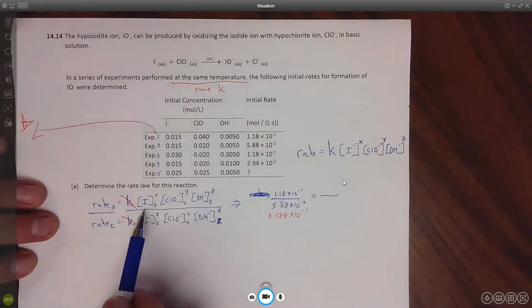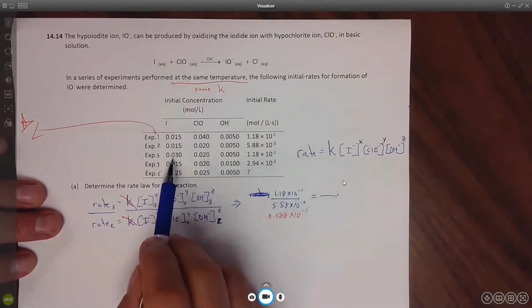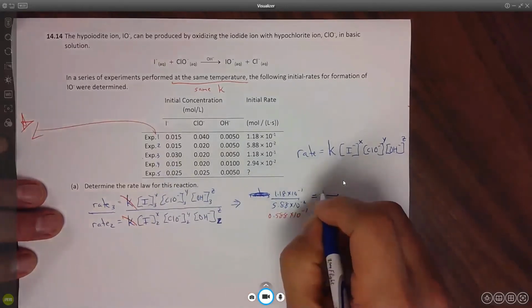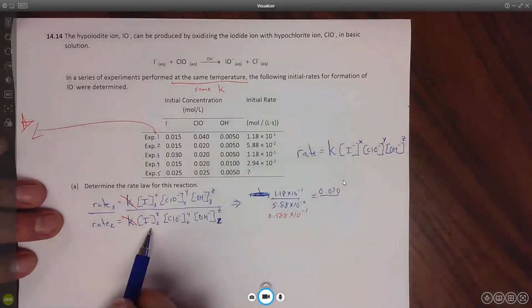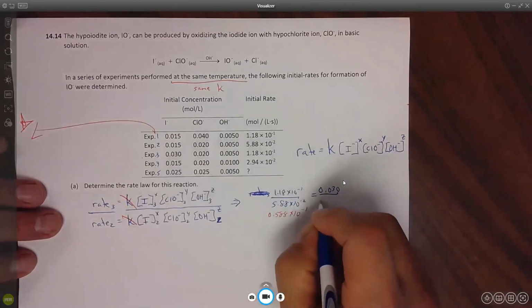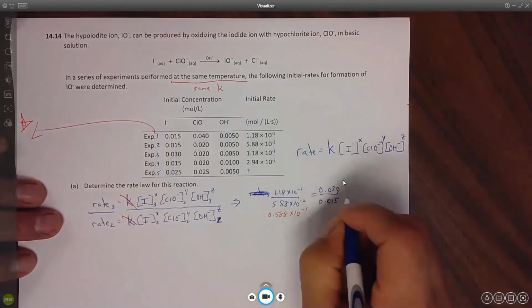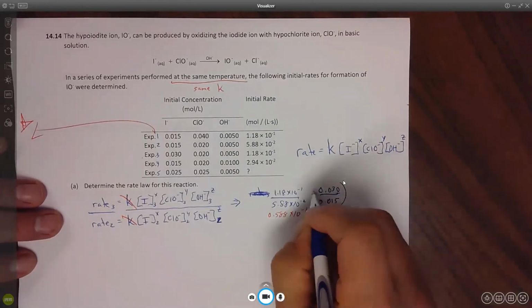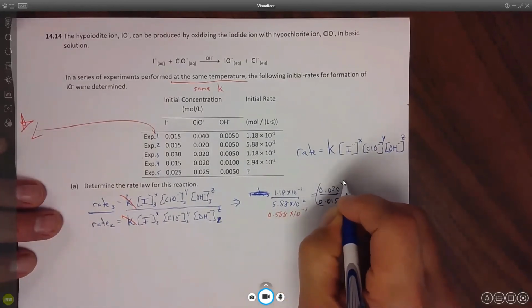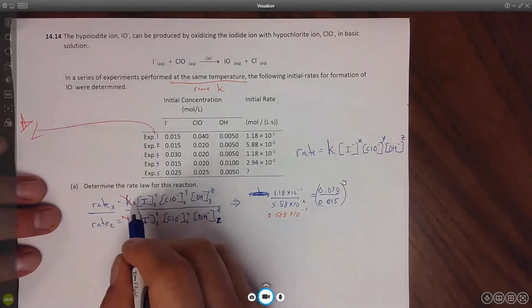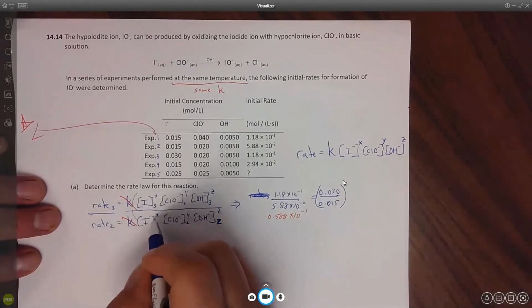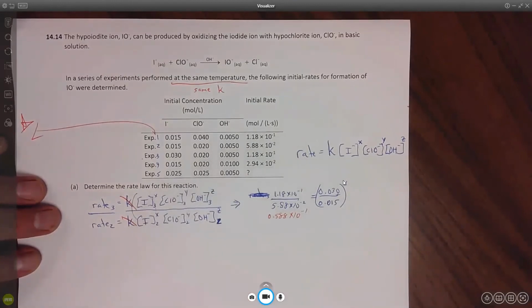We have this first one. So the iodine for experiment 3, which is 0.03. The iodine for experiment 2, which is 0.015. This is all going to be raised to the x, right? So properties, if I do that, I could then raise these all to the x. So that's why that became like that.